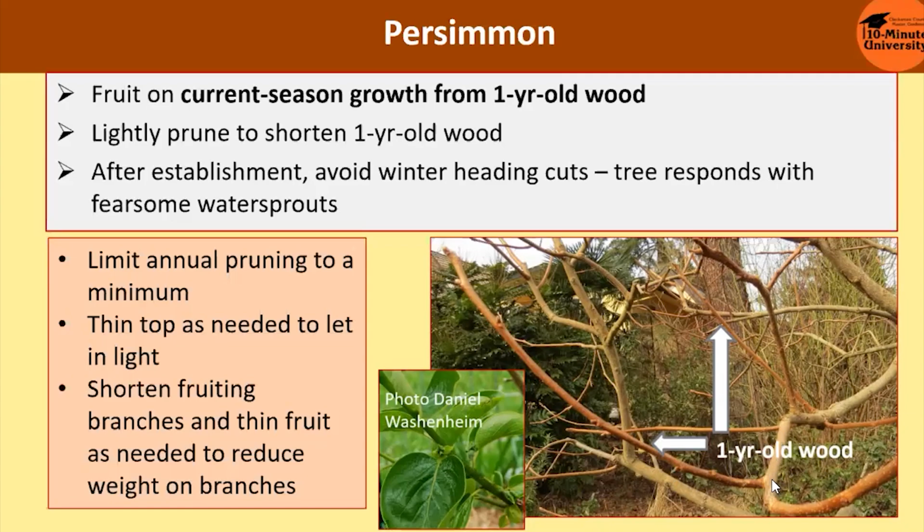So here's a photo showing 1-year-old wood, which is very rich and dark. And imagine if this is not shortened and all of the buds will develop into new shoots, and along the new shoots come fruit, the weight will be awesome. So be sure to do enough shortening of the branches in order to manage the fruit load.